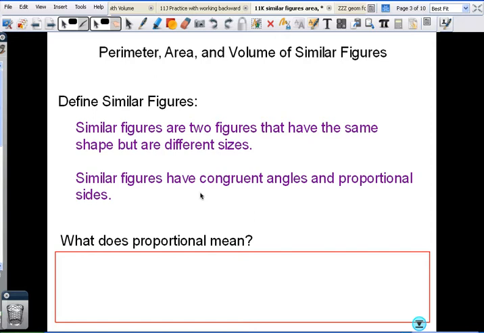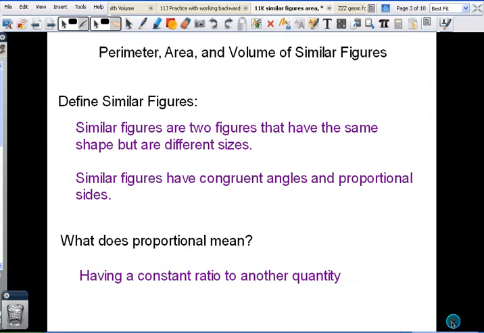We've looked at similar objects before with triangles most specifically, and now we're going to look at it with an added dimension. What does proportional mean? Well, proportional means having a constant ratio to another quantity. So this concept of a ratio and similarity we're going to use to go through the notes today.